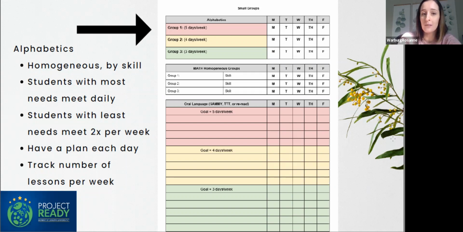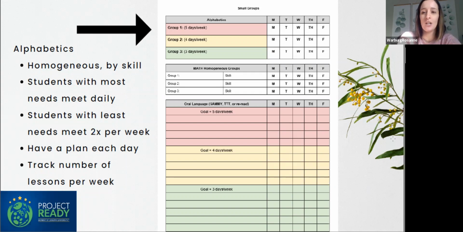Of course, your class may not look like that. You might find that you have 2 groups of students with really high alphabetics needs. So you can edit this form to fit your students' needs. But a reminder again, we really want to be hitting our students with the most needs every single day. Students with the least amount of needs or the highest skills, we don't have to meet with every day.